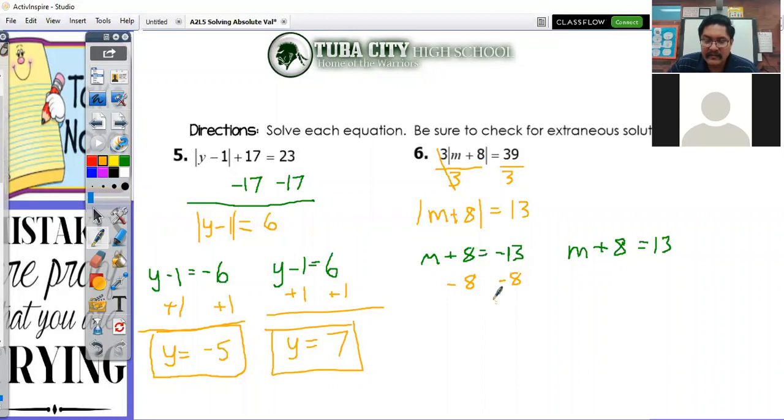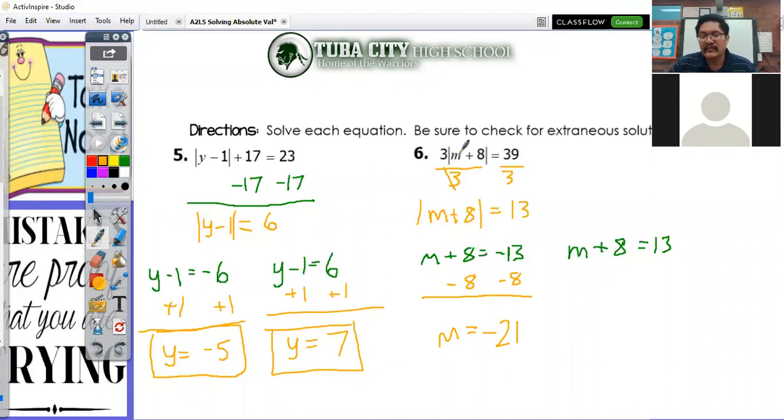Okay, sorry, subtract 8 from both sides because I got to get that m by itself. M equals negative and negative will make a bigger negative, so that'll be negative 21, I believe. I'm going to erase this just so I can go back to my original a little bit easier. So let's plug this in.